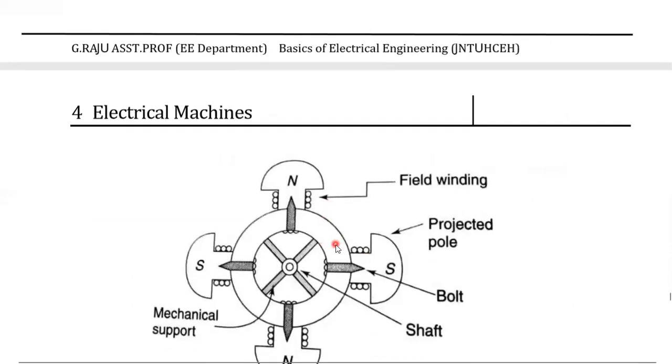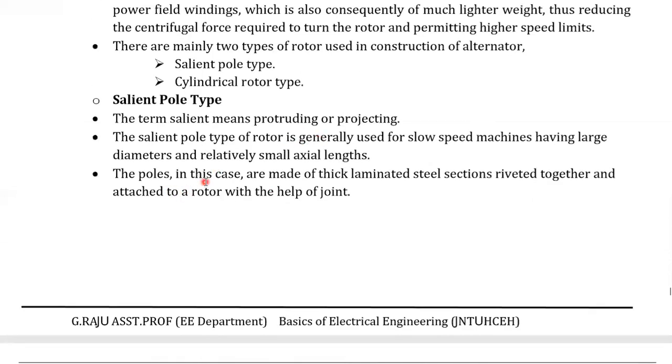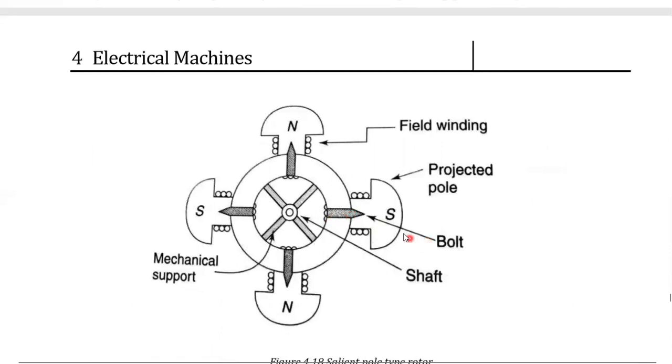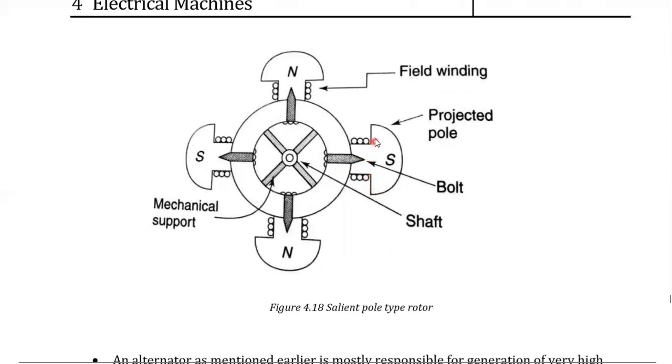This is called a 4-pole machine. In this case, the poles are made of thick laminated steel sections, riveted together and attached to the rotor with the help of a joint. By using this joint, we attach the pole faces. This is called the pole core. This is called the pole shoe.